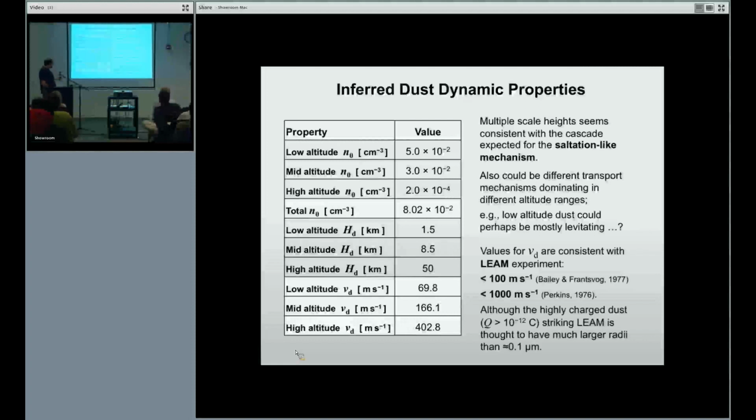Okay, and then the characteristic velocities are consistent with what was found for LEAM. Depending on which study you look at, it's either around 100 meters per second or less than 1,000 meters per second. So the speed seems to be consistent, although the dust striking LEAM is consistent with those dust grains being much bigger. But certainly you'd expect the characteristic speeds we infer here to be roughly in the same ballpark.